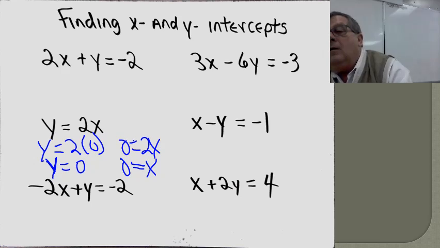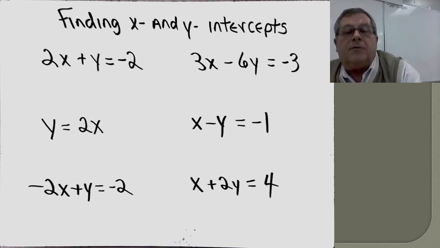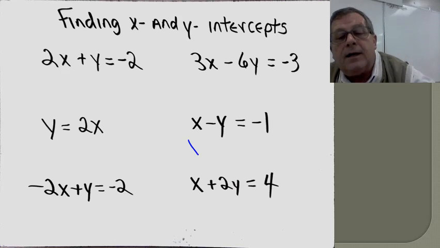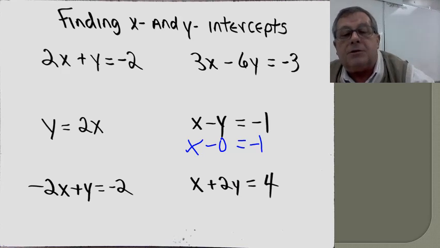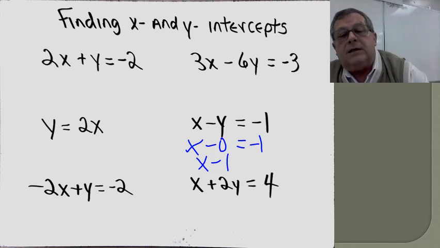Now, let's go for this fourth one. I got x minus y equals minus 1. What do we want to find first? Let's find the x-intercept first. x minus 0 equals minus 1. Well, x minus 0 is just going to give me x, and x is going to equal minus 1.